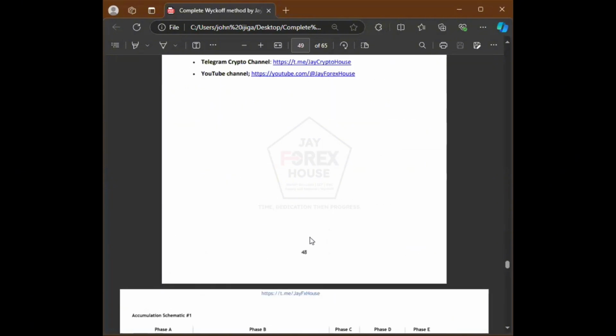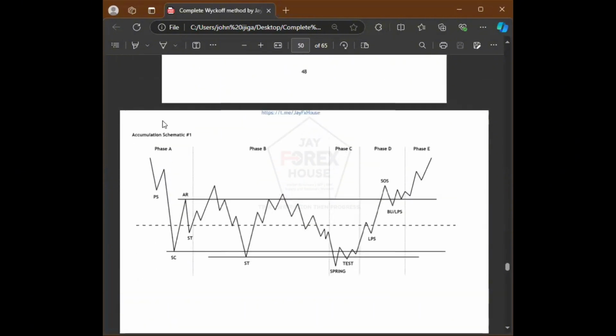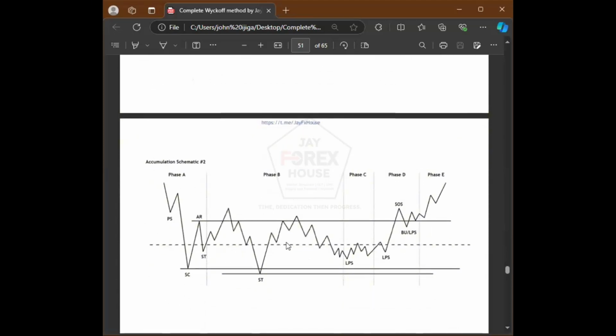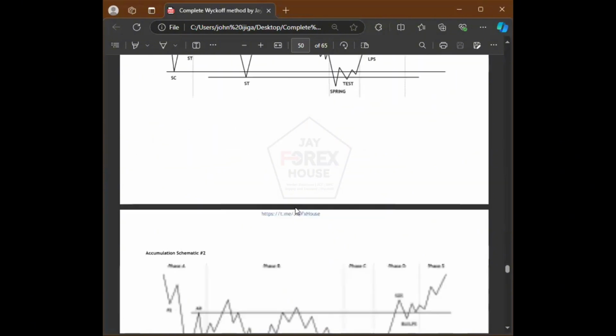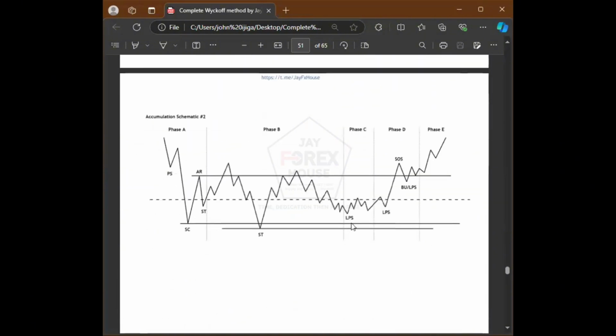So as you can see over here in the ebook, I gave a diagram of all of them. This is an accumulation 1, while this is an accumulation 2. Okay, so if you look at the accumulation 1 and you look at the accumulation 2, you would see that there's a difference within the spring. This accumulation 2 doesn't have a spring.